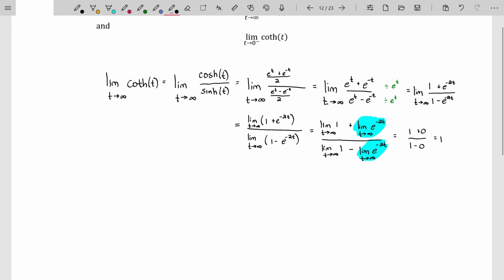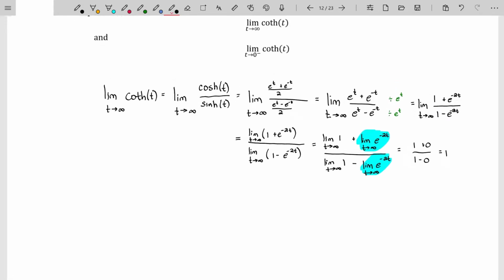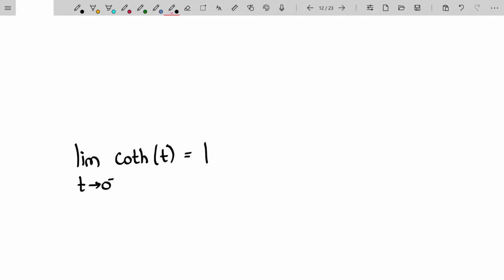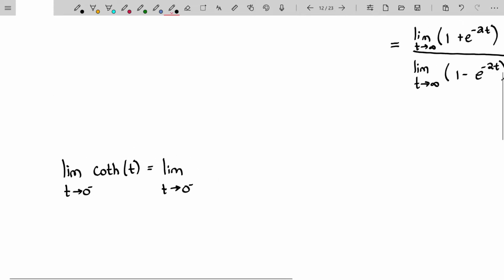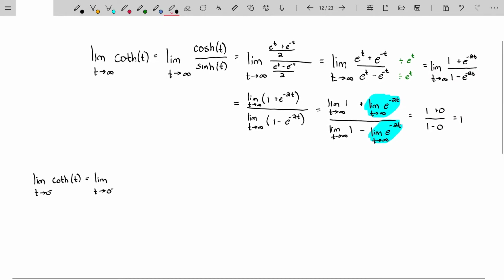Now, what about the limit as t goes to 0 from the left-hand side? The second part of that question. Well, let me write that down. Limit as t goes to 0 from the left-hand side of the coth. Again, we could take our time and write out every little step here, but instead I'm going to steal a lot of my mathematics. So I got down to the following: e^t plus e^(-t).